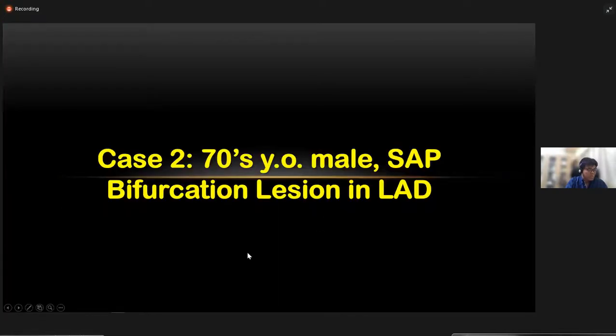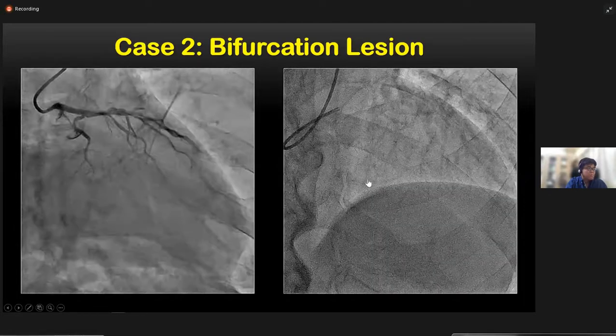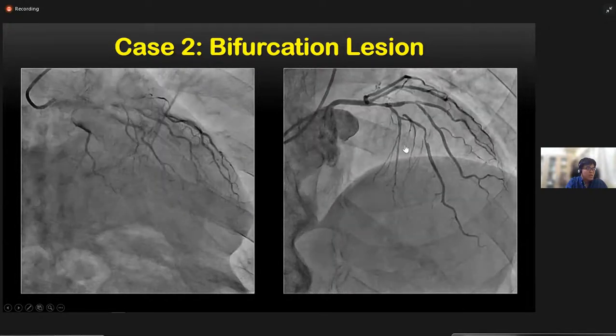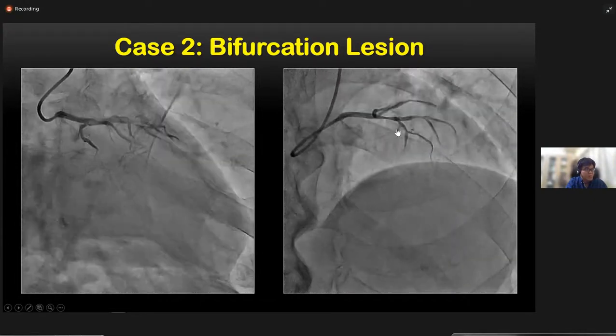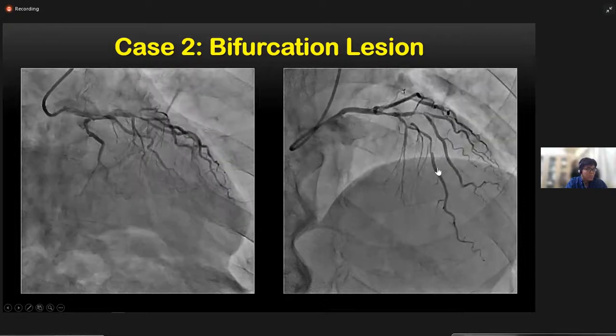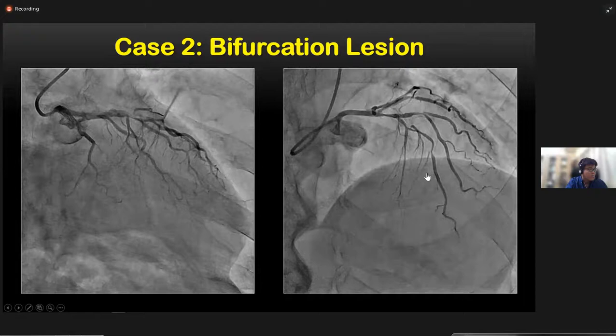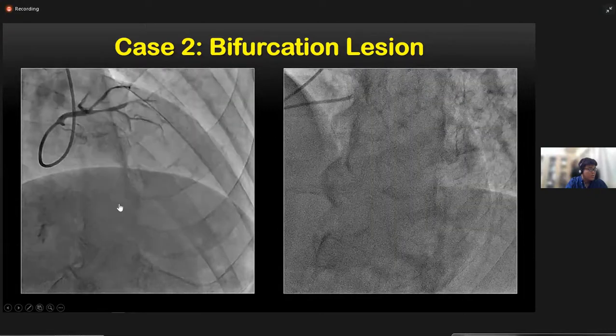So this is the second case. The patient is a 70-year-old male, presenting with CCS. This is an angiogram. The target region is a very diffuse region, from proximal to mid LAD. There is another view.